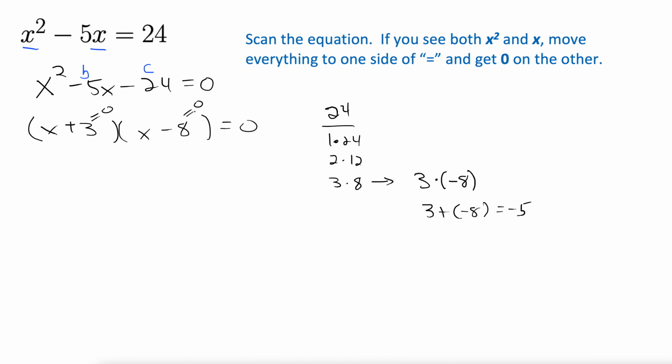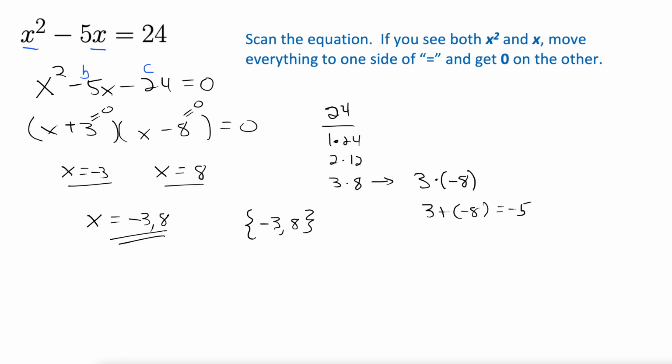Okay, and then we use the zero factor property to set each one of these terms equal to 0 and solve. That gives us x equals negative 3, x equals 8. You could also write this as x equals negative 3 and 8. Or put these into a solution set with the curly brackets, negative 3 and 8.